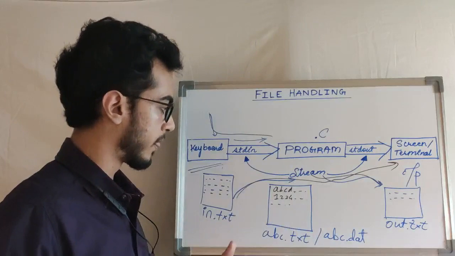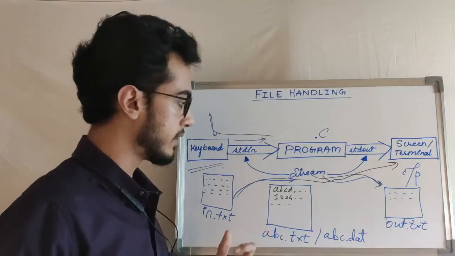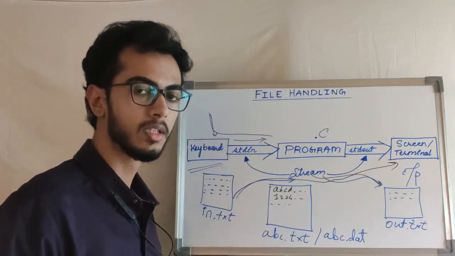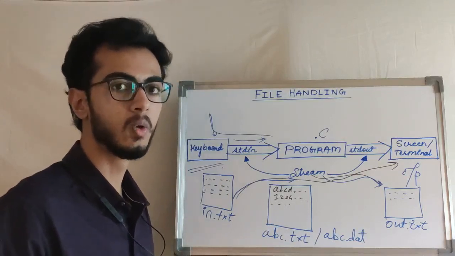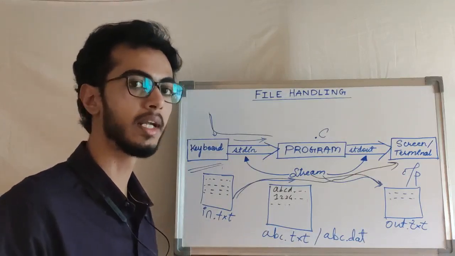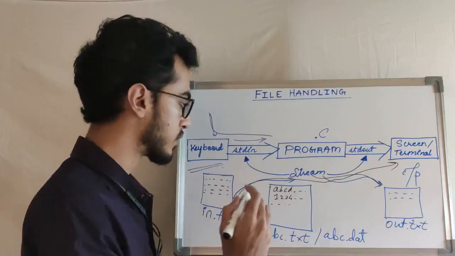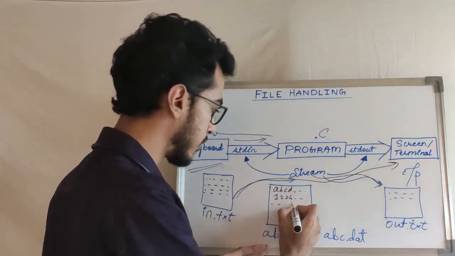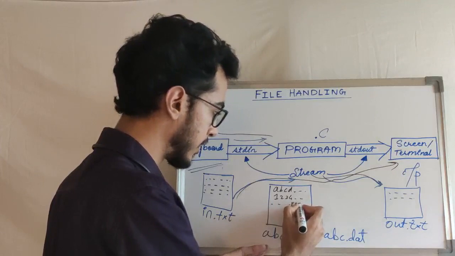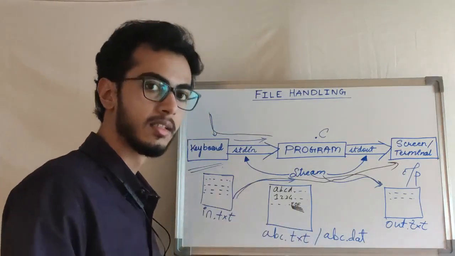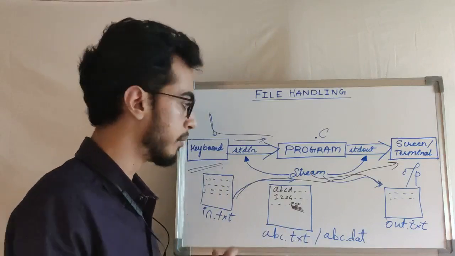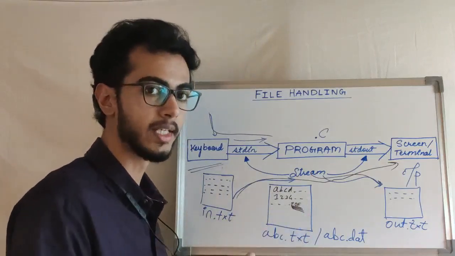So inside these files, along with data, what extra thing we have is an EOF character. EOF stands for end of file. This end of file character is present as the last member of any file. Beyond this EOF, you won't find any data.